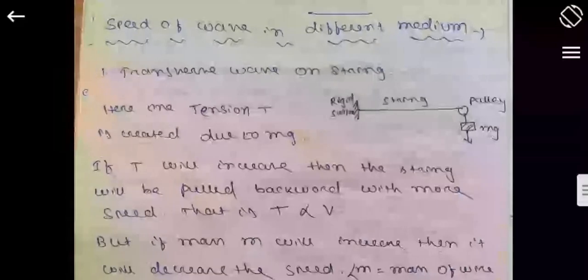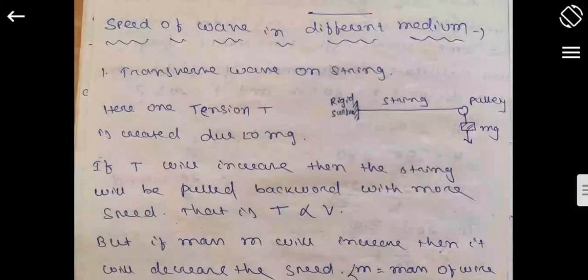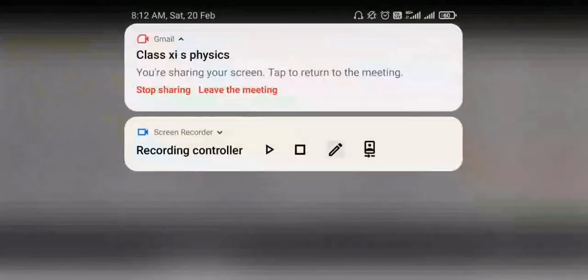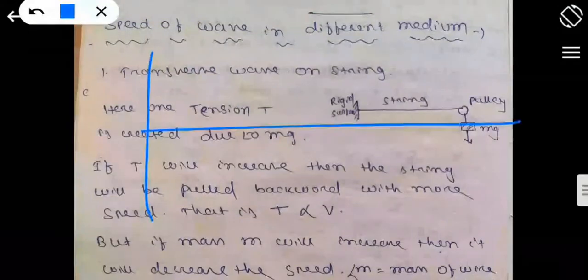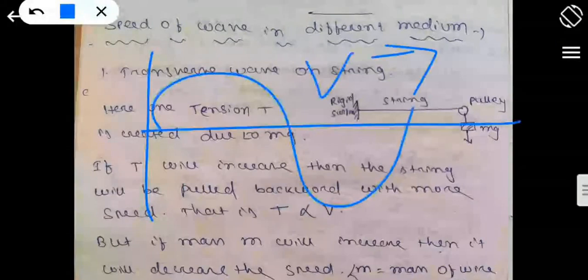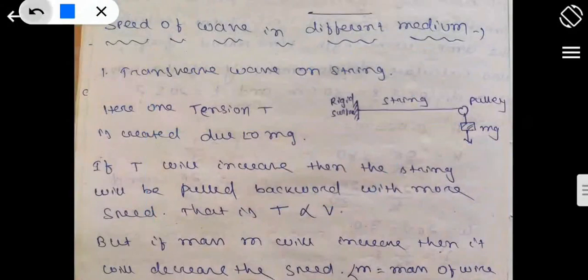The next thing is the speed of wave in different media. The velocity of the wave propagation depends on what factor, that we need to find. The velocity of the propagation of the wave depends on what factor, that we need to find.